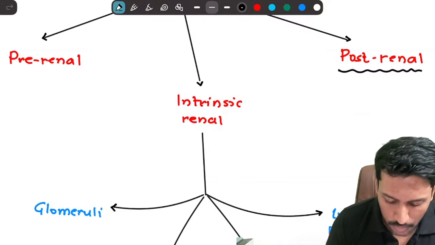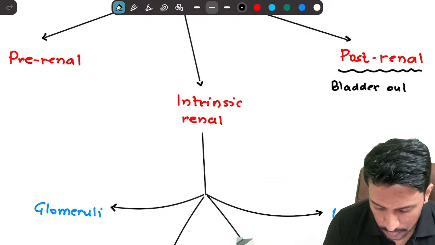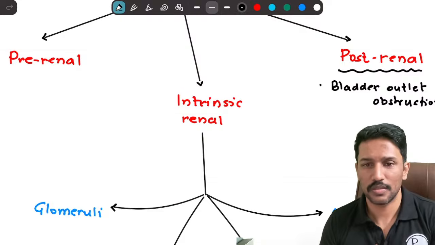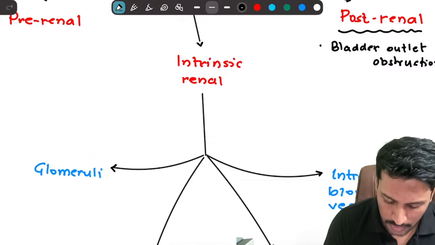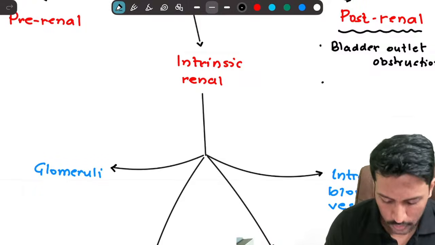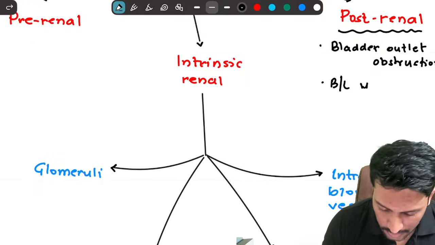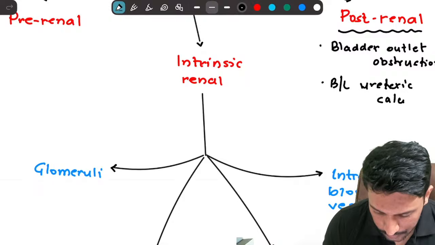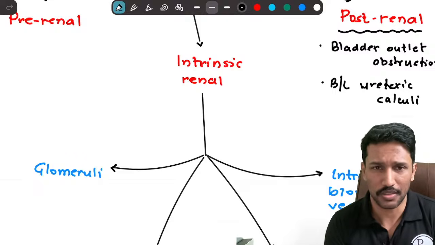So for post-renal, the common causes are bladder outlet obstruction. This could be because of a tumor, massive prostatomegaly, or many other causes. Bladder outlet obstruction, or it could also be because of bilateral ureteric calculi. Okay, so these are the only two causes I want you to write for post-renal.